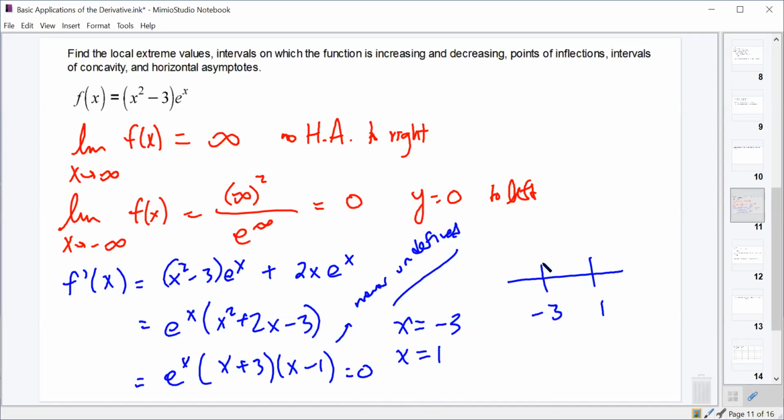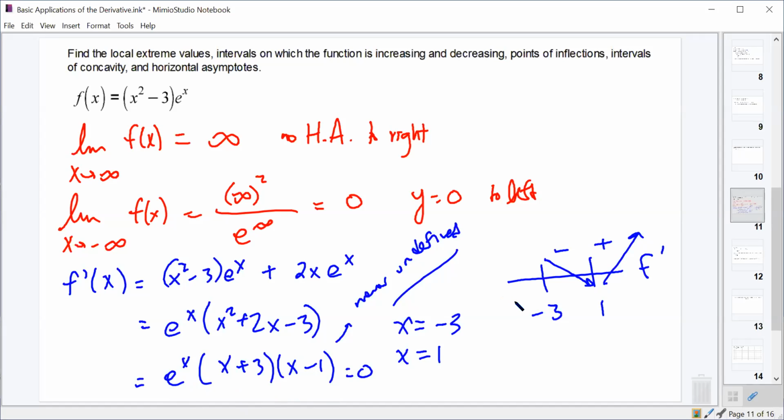We'll plug in a point between -3 and 1, like 0, for example. And since this is a sign chart for f prime, we'll plug it into our derivative. We plug in 0, e to the 0 is positive, 0 plus 3 is positive, and 0 minus 1 is negative. And if you multiply your two positives and a negative, you get a negative and a function that decreases from -3 to 1. Plug in something more than 1, like 1,000, and all three pieces of your derivative here are positive, and your function increases.